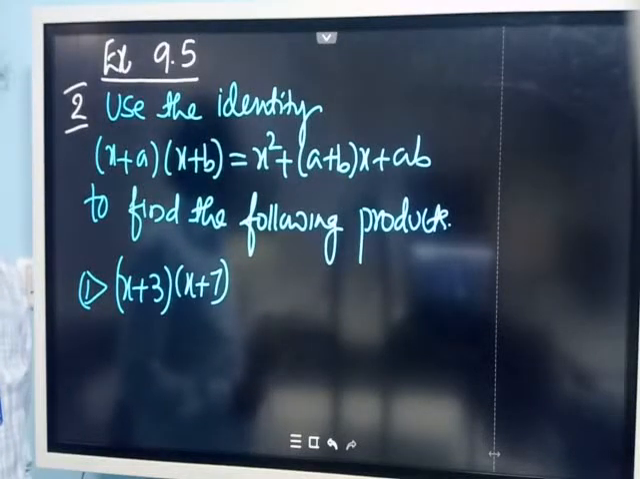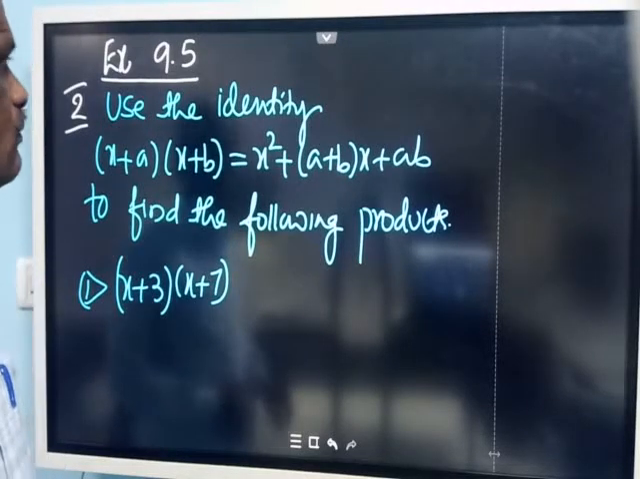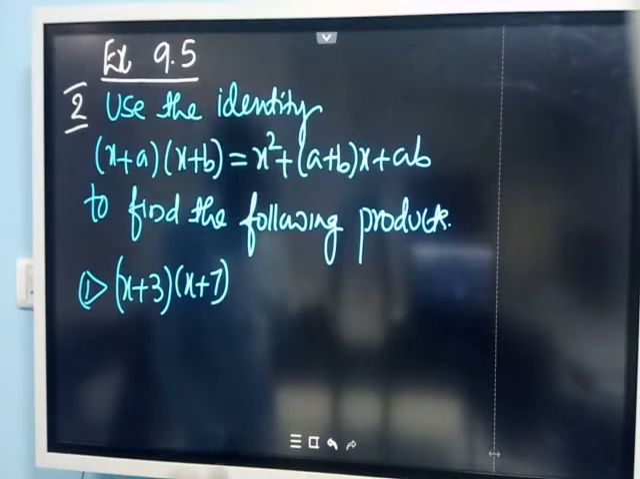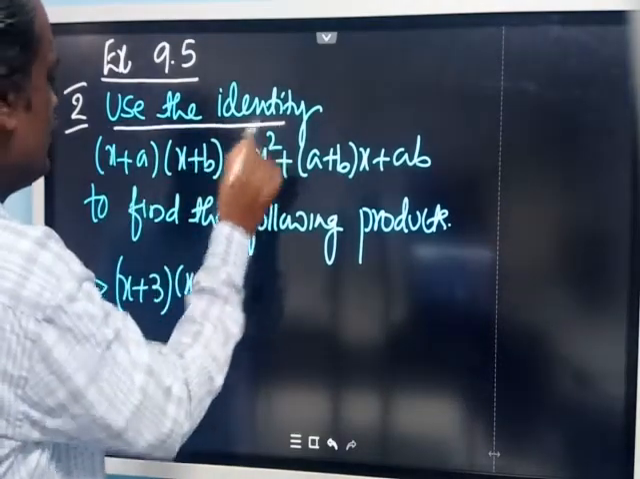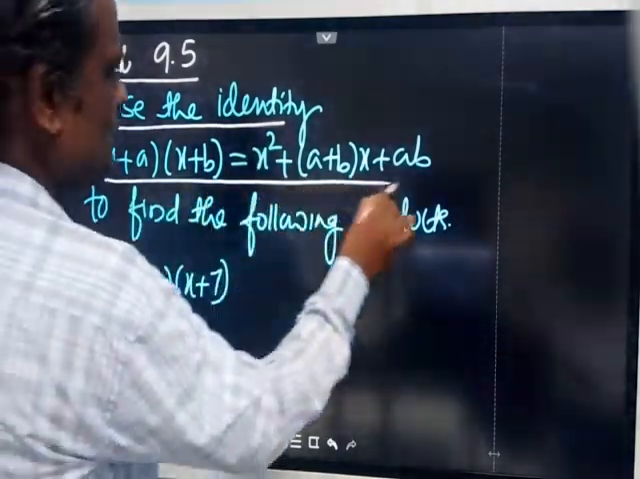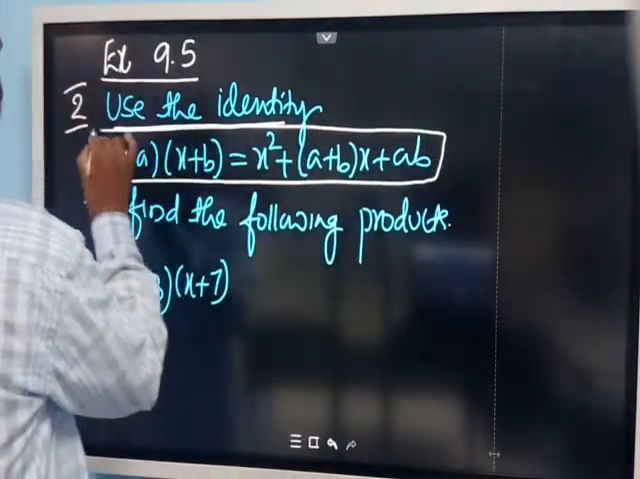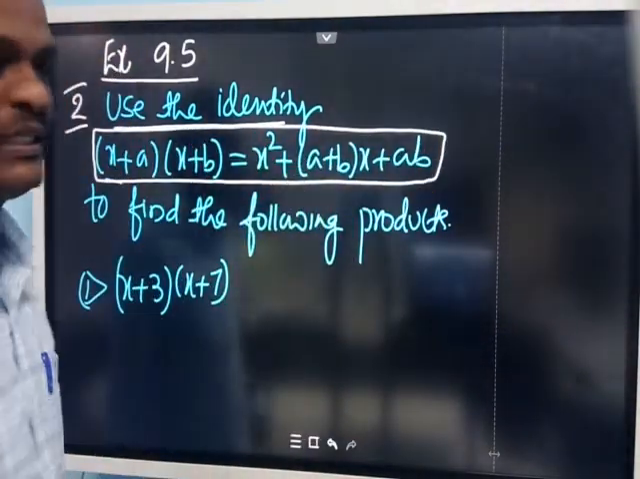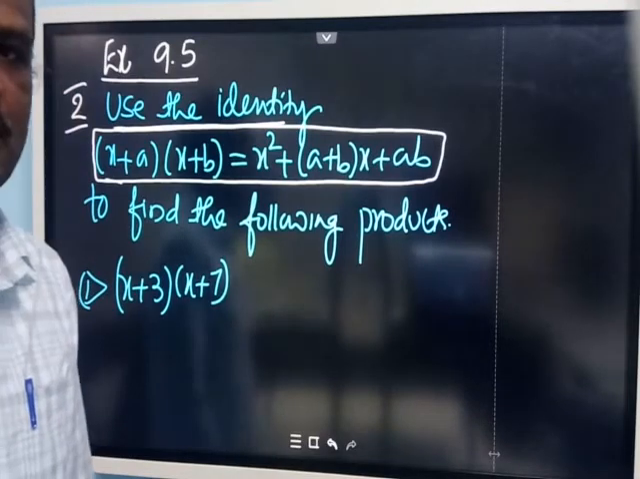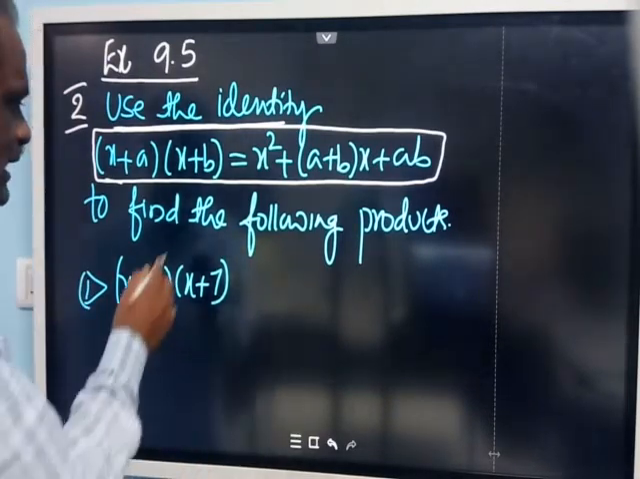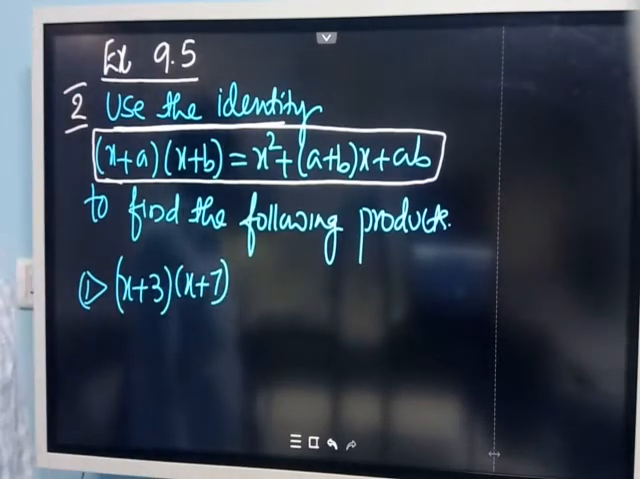Exercise 9.5. First, second main. Use the identity (x + a)(x + b) = x² + (a + b)x + ab. This identity we have to use and find the product of the following questions.